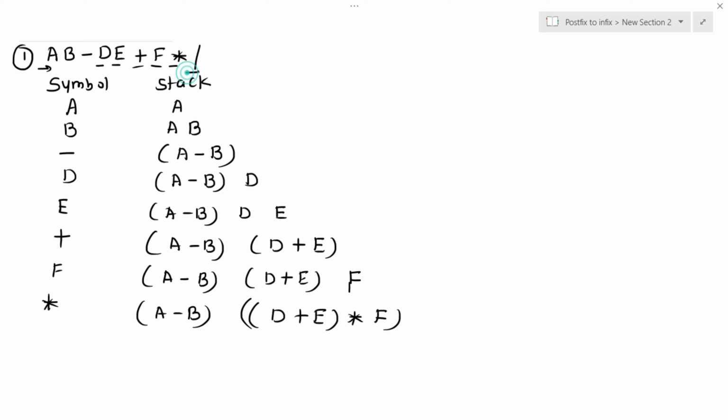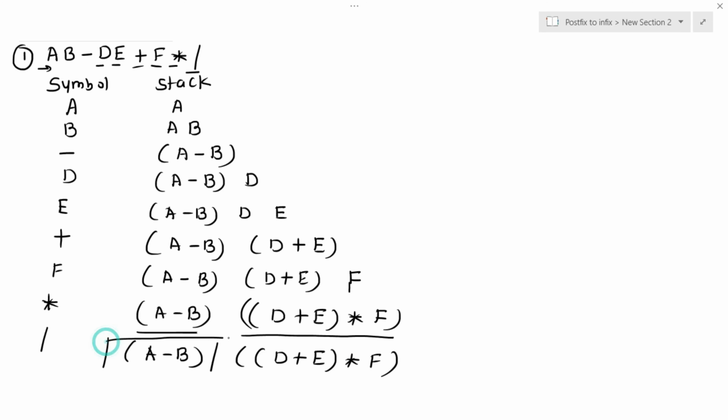The last one is division. Now we have only two operands left. This is the first operand and this is the second operand. So the final expression is A minus B division D plus E into F. Okay, so this is our final infix expression.